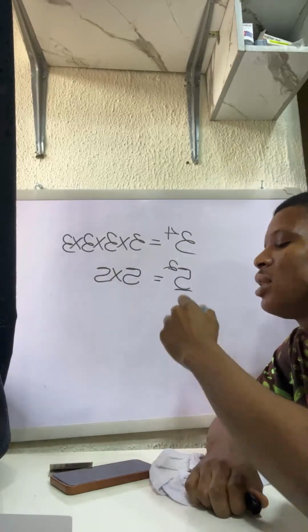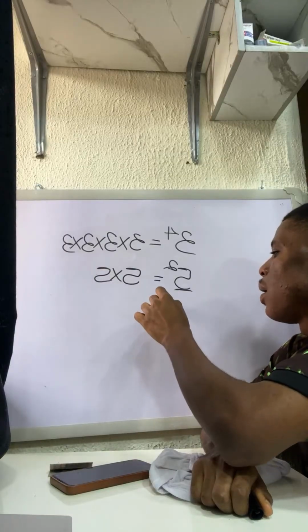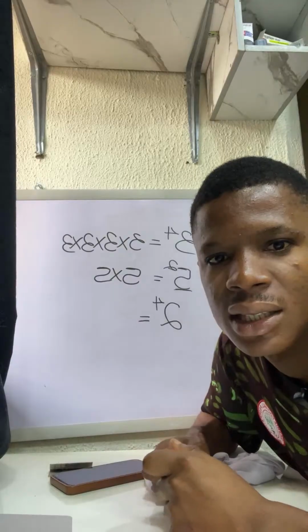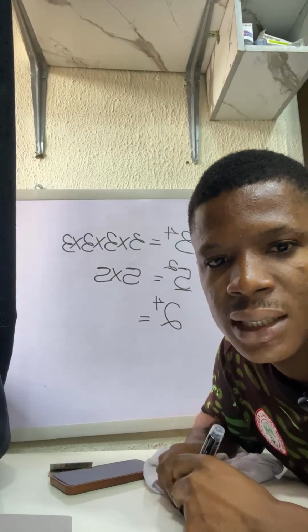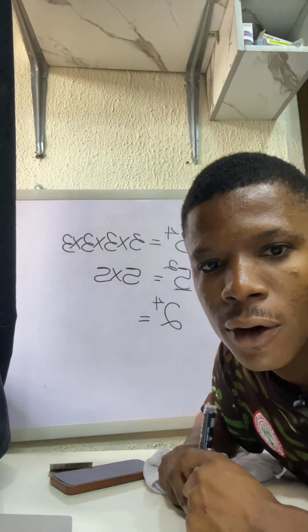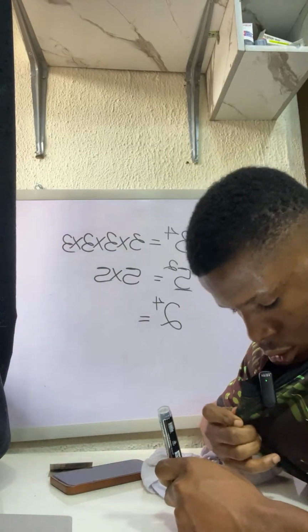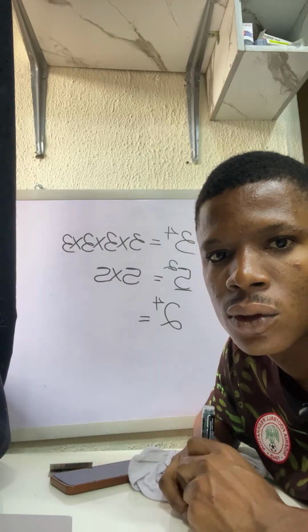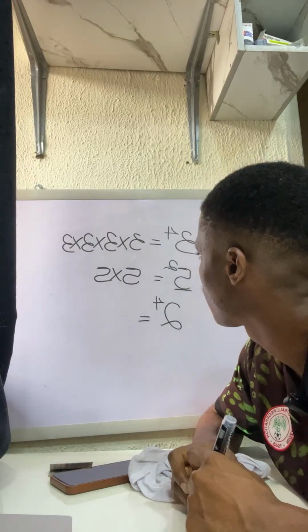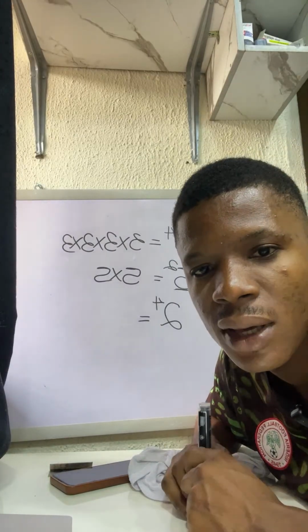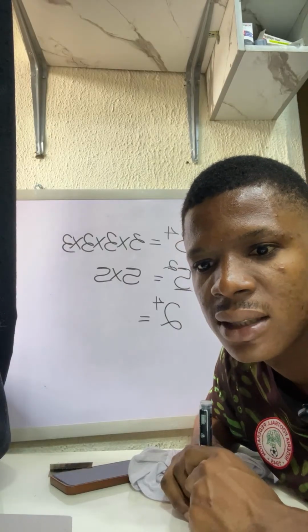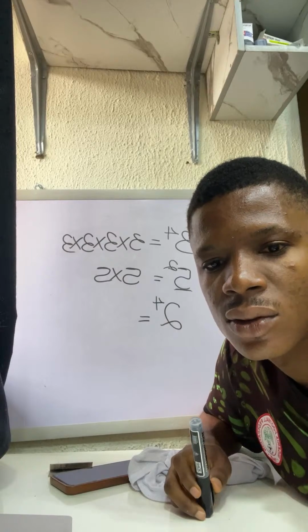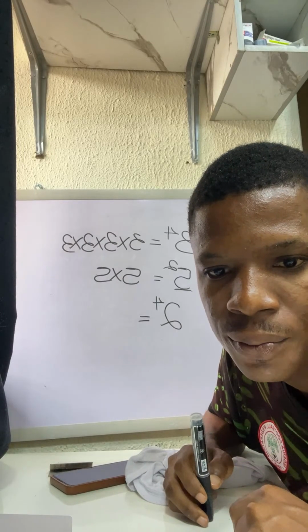So if you are following, I want you to try 2 to the power of 4. How can we express it in exponent form?